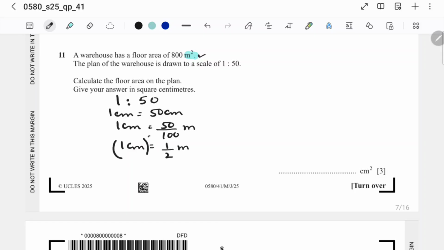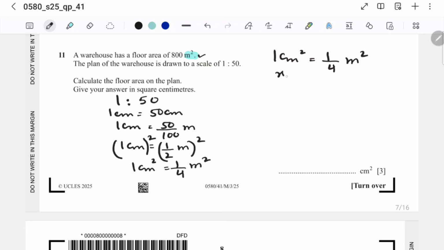Square both the sides because we are using it in the area, that is equals to 1 upon 4 square meters. That scale we'll be using in this question. So 1 square centimeter is equals to 1 upon 4 meter square. Remember, in area we take the area scale.